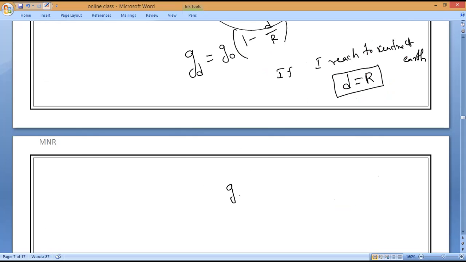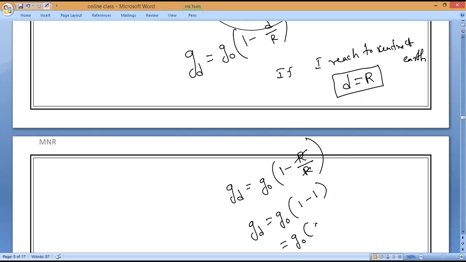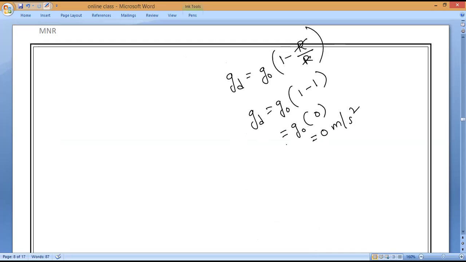So in that situation, gd is equal to g naught into 1 minus, in place of d, I can write the radius of the planet, so both will get cancelled. So gd is equal to g naught into 1 minus 1, so g naught into 0. Anything into 0, what is that, guys? Zero.